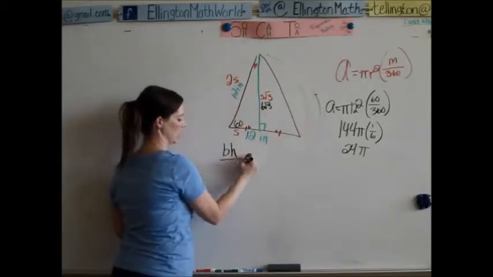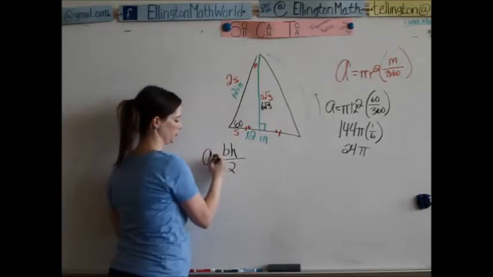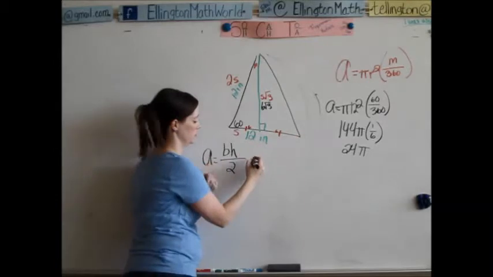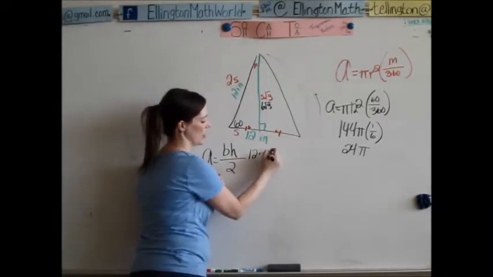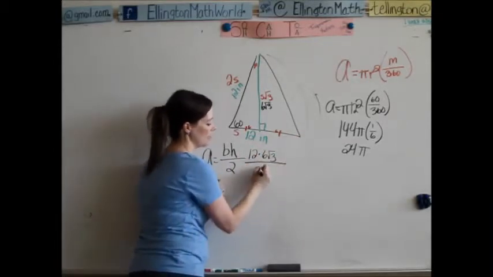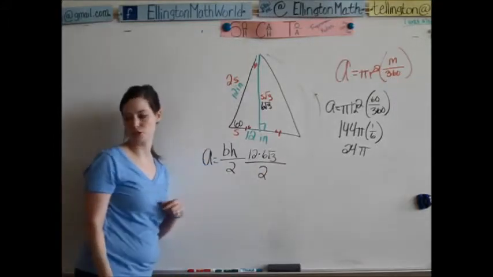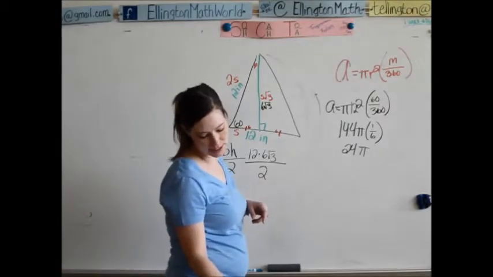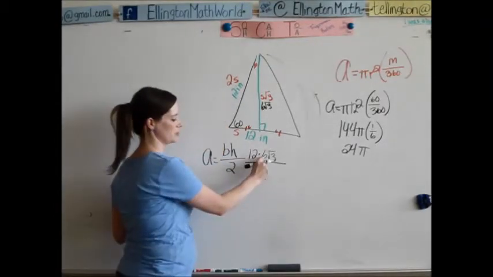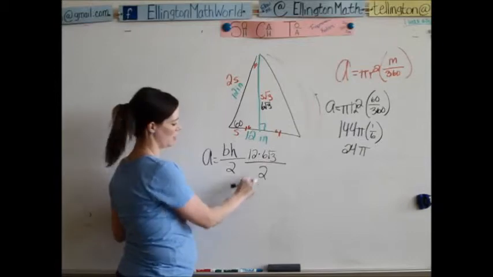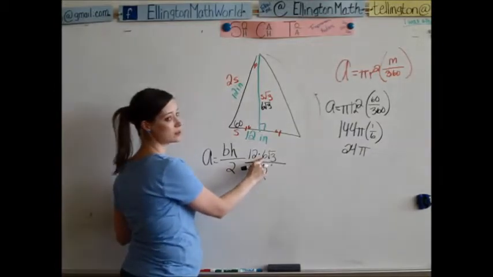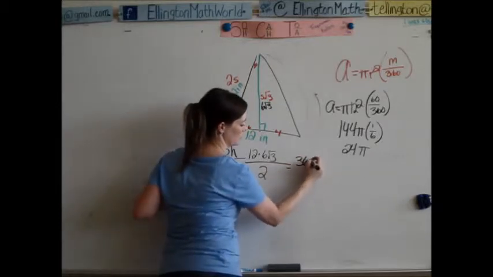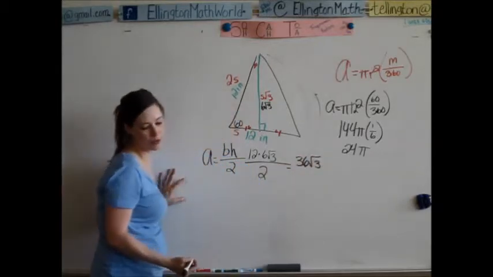So base times height divided by 2. My base is 12, not 6, 12, the whole thing, times 6 radical 3 for my height, all that over 2. So when you punch that in your calculator, you get 36 radical 3. That's 12 times 6, all divided by 2. 12 times 6 divided by 2 is 36. So I have 36 radical 3.